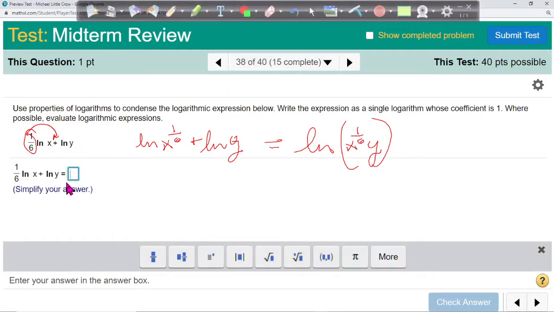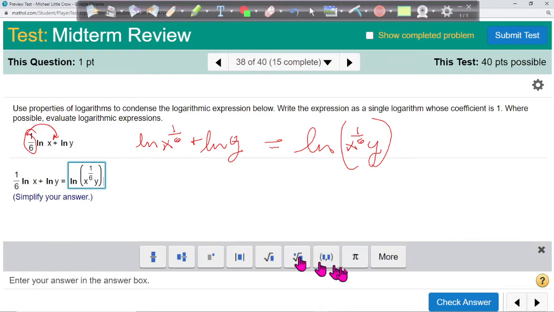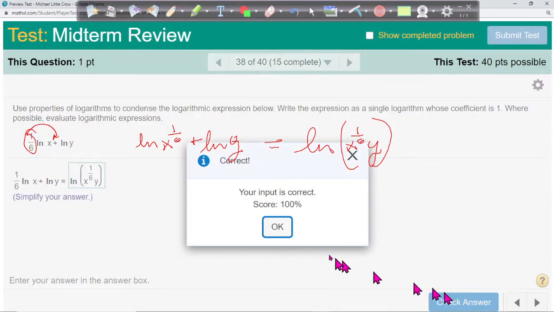So again, watch what you input. It has to be the lowercase l, lowercase n. That's the natural log. I'll go ahead and put that parentheses. We raise it to the 1/6 power and 2 enter so that the y is down on the line. And that's what we got. There we go.